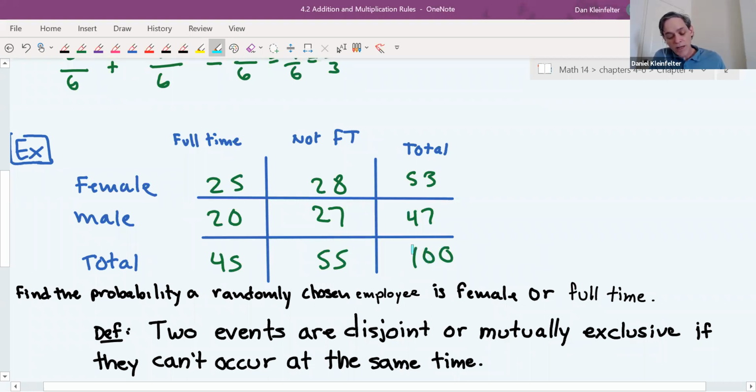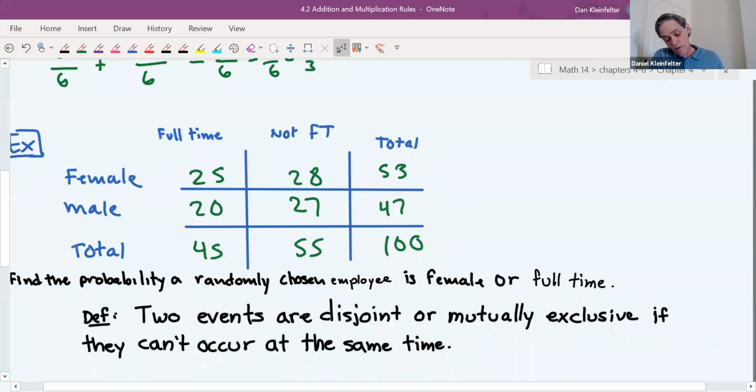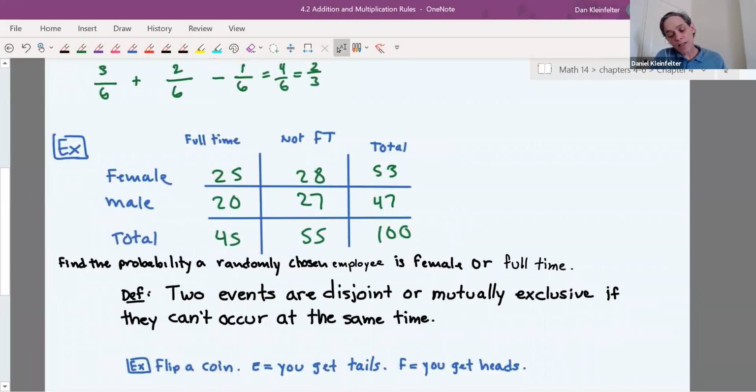So make sure that you can read this table, okay, because we're going to be using tables like this for at least a little while. So in columns, we have full-time, not full-time, and then total. In rows, we have female, then male, and then total. Okay, we want to find the probability that a randomly chosen employee is female or is full-time.